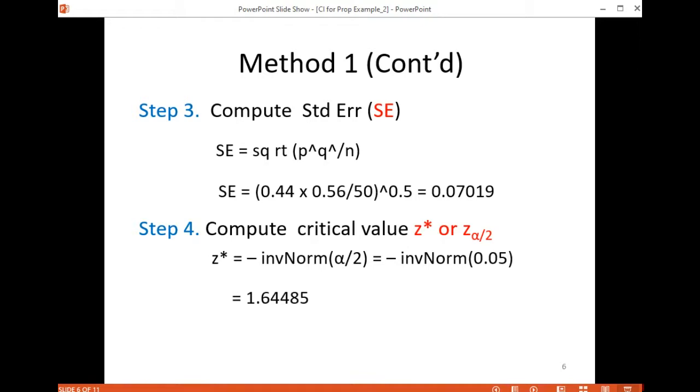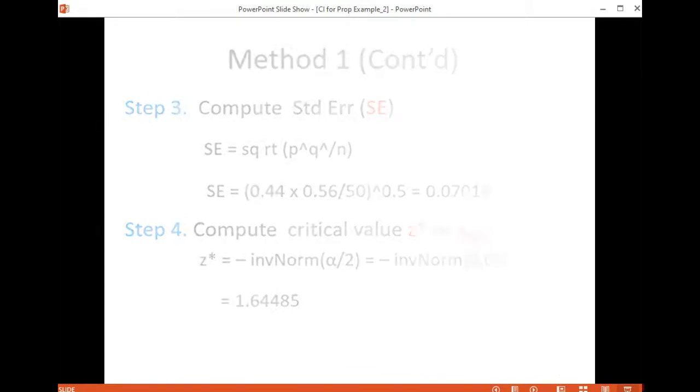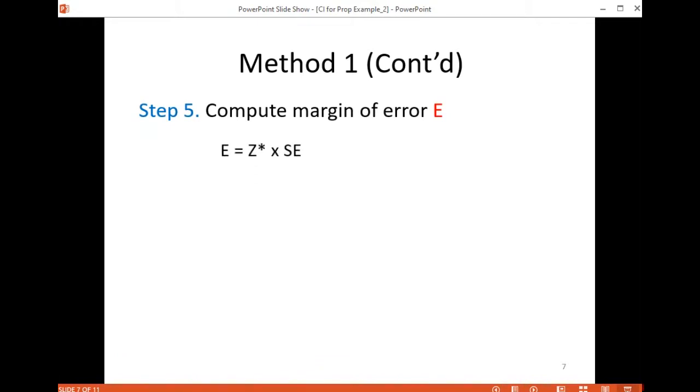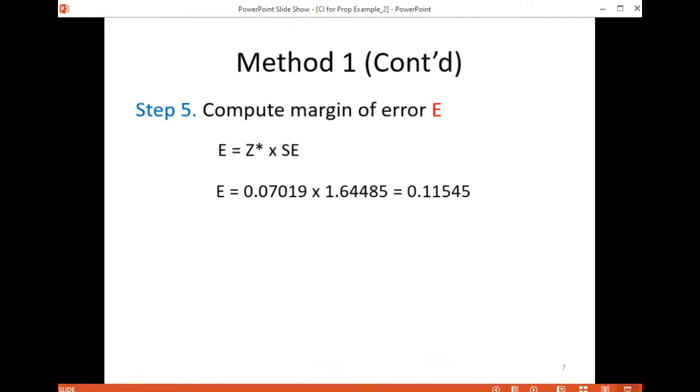Write this number down. We get 1.64485. So we wrote down those two numbers, which were SE and Z star. I'm asking you to write them down because the next step is going to ask you to multiply them. The next step is called the margin of error, and the margin of error is simply E equals Z star times SE. Plug in those two values that I asked you to write down. You see that E is equal to 0.11545.